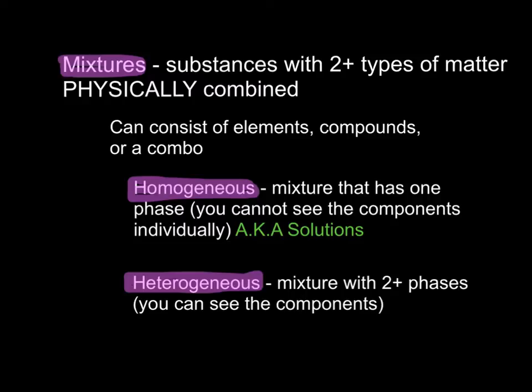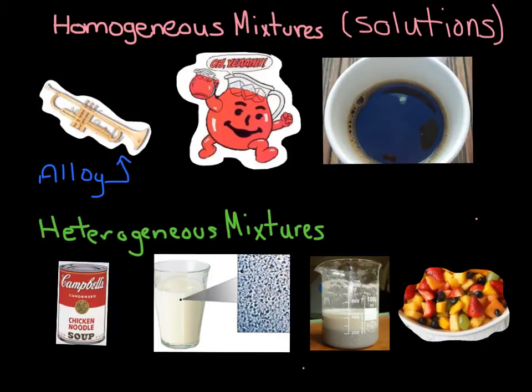You've heard the homo and hetero prefixes in your biology classes when you were talking about homozygous and heterozygous. The prefixes mean the same in chemistry. A homogeneous mixture is one that is the same throughout. It has one phase. You can no longer see the components individually. We call these mixtures solutions. Heterogeneous mixtures have two or more phases that you can visually see. And in the next slide, I've got some examples to show you exactly what I mean by homogeneous and heterogeneous. Here we have a number of examples of homogeneous and heterogeneous mixtures.